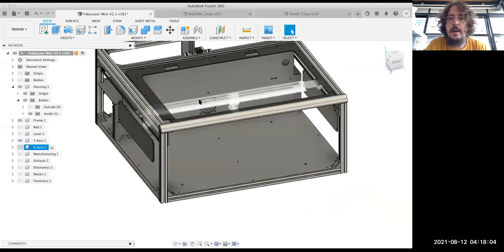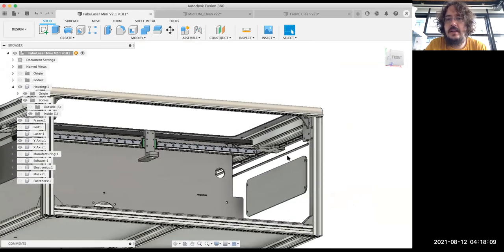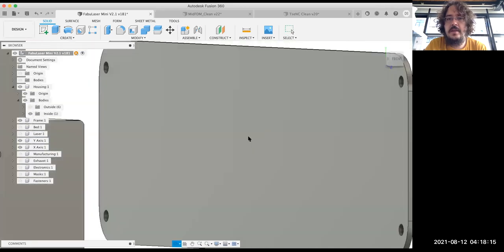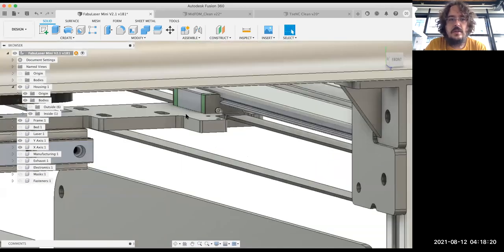The x-axis just hangs on the y-axis, and it's composed basically of some holders that attach directly to the linear guides, and the belt is basically attached to the carriages of these holders over here.